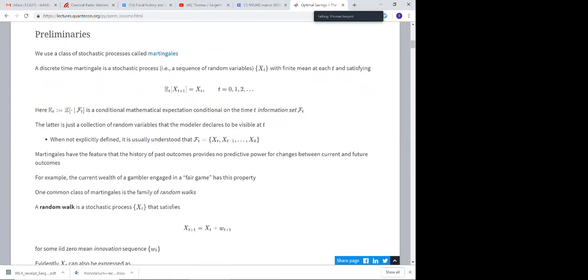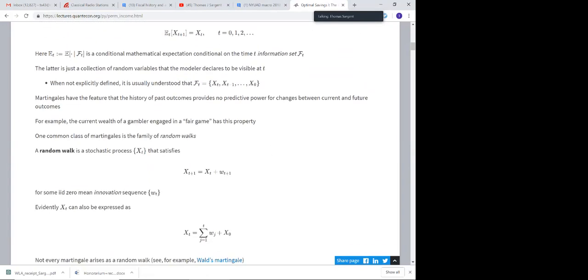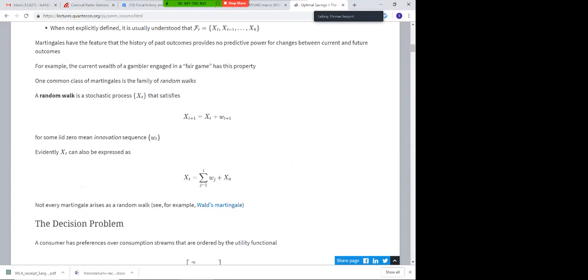Okay. So a random walk is a special kind of martingale that's invented by Einstein. Essentially it's going to look like this: x_{t+1} is equal to x_t plus w_{t+1}, where w_{t+1} can't be predicted. There's a little mathematical nicety here, but we're not going to use that in this class.